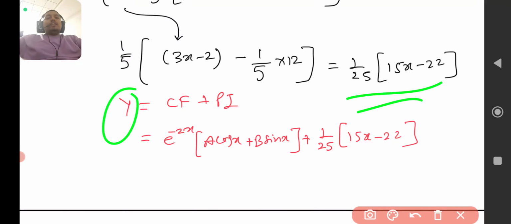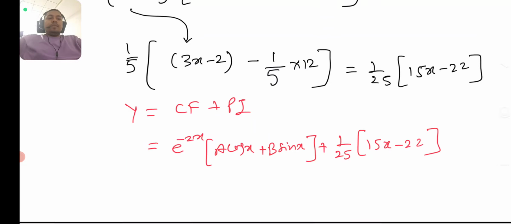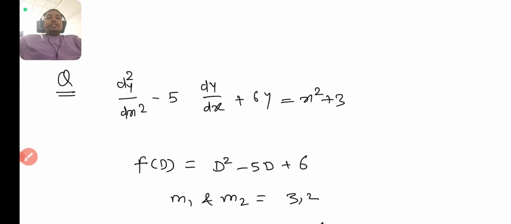So y is your general solution or complete solution, that is the sum of CF and PI. So CF is here, PI is here. This was the CF answer. That's all done. Question done. Now I'm taking a second example. In the second example, I will tell you that you can consider this 3 separately, and you can solve PI differently.